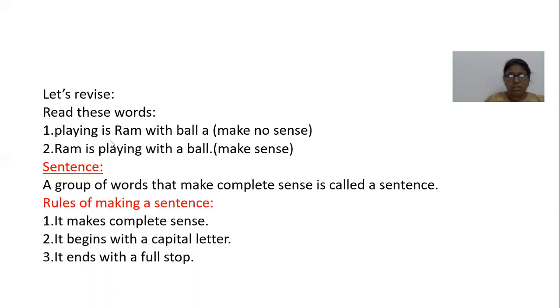When I have arranged these words in a proper order, I am getting a meaningful sentence. So a group of words that make complete sense is called a sentence. Now rules of making a sentence. It makes complete sense. It begins with a capital letter. It ends with a full stop. As in the sentence, I have started my sentence with a capital letter and ended with a full stop. But sometimes the sentence ends with a question mark or with an exclamation mark. So that depends on kinds of sentences.